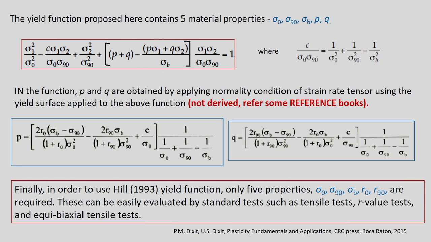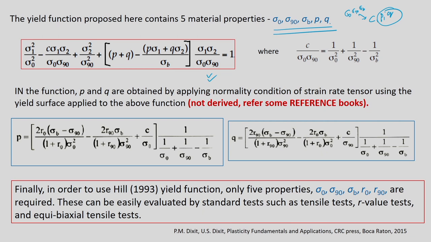That is what we are going to discuss, and then we stop here about this particular discussion. As I told you before, this yield function has 5 different parameters: sigma 0, sigma 90, sigma b, and then P and Q. I said C, P and Q, but C depends on sigma 0, sigma 90 and sigma b. So, with respect to this equation, P and Q can be evaluated.